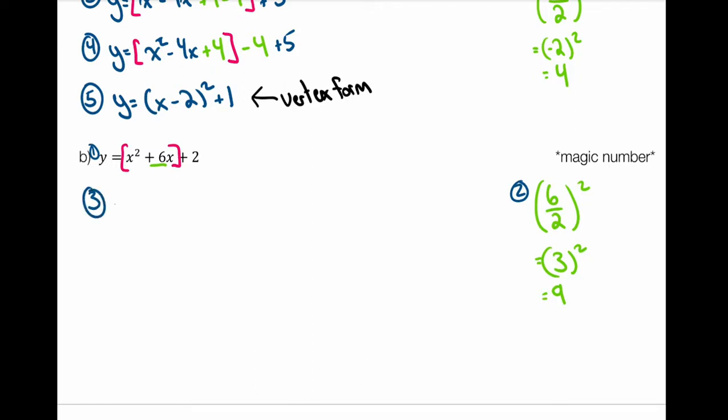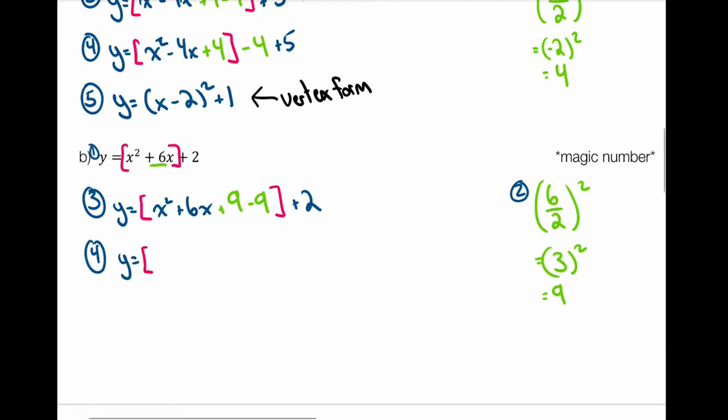Step 3 says to add and subtract that magic number into the bracket. So plus 9 minus 9. And then outside the bracket is still that plus 2. Step 4 says to move that subtraction outside of the bracket. So we're left with x squared plus 6x plus 9.